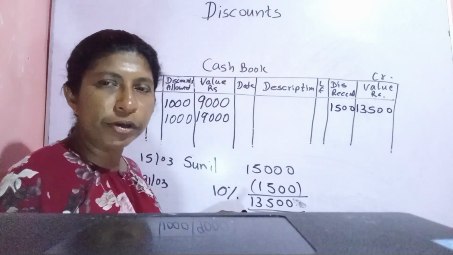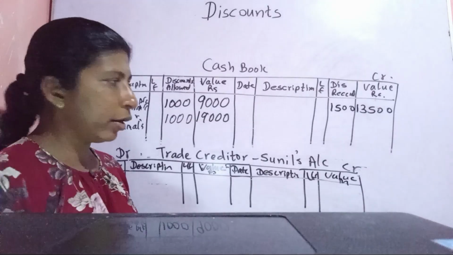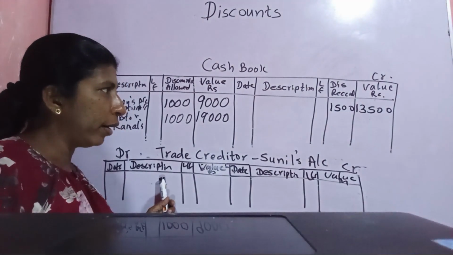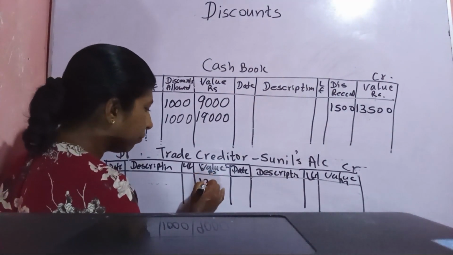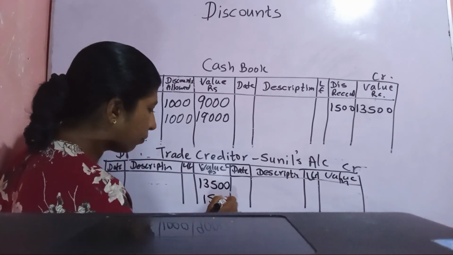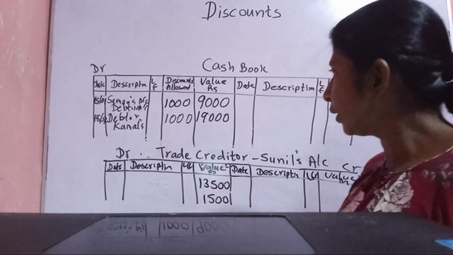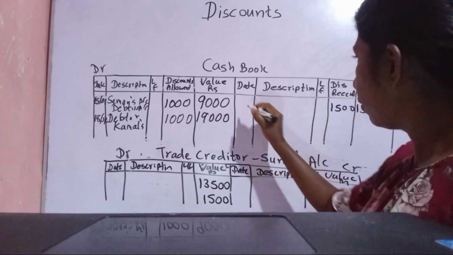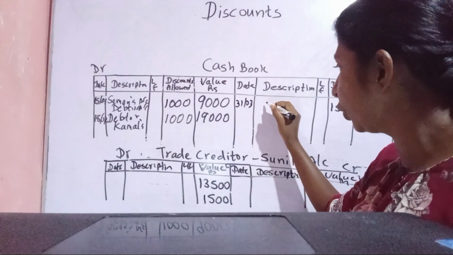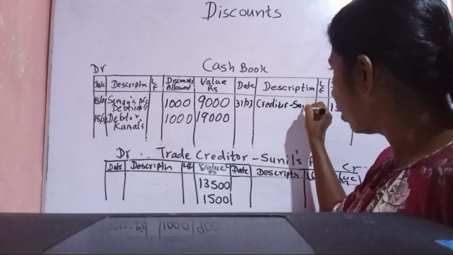Therefore, you have to draw a separate account for trade creditors, Sunil. Okay, this is my trade creditors account. Here I will go and debit 13,500, and there's a discount of 1,500. Here I will take this date as 31st March. Here in the cash book also you write the date 31st March and write here creditor Sunil.